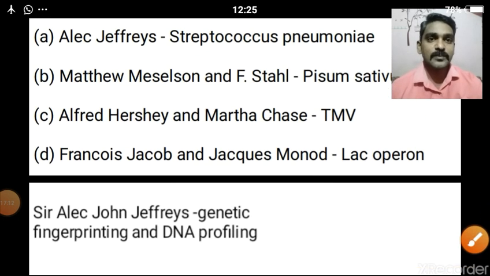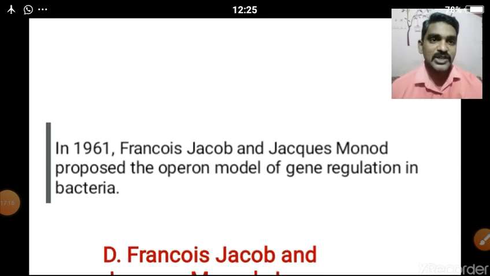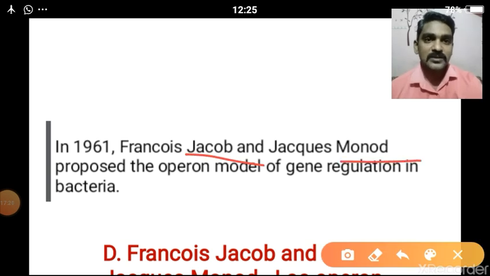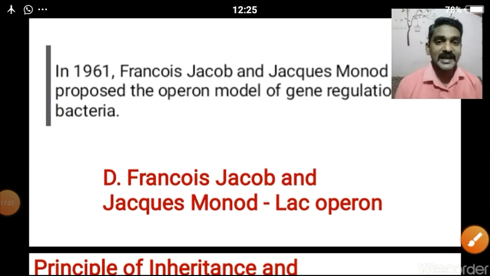And if you see here, Jacob and Monod, lac operon. This also came directly from the NCERT book. Jacob and Monod proposed the operon model. You can see here, so the option will be Jacob and Monod, lac operon. This is the correct match there.